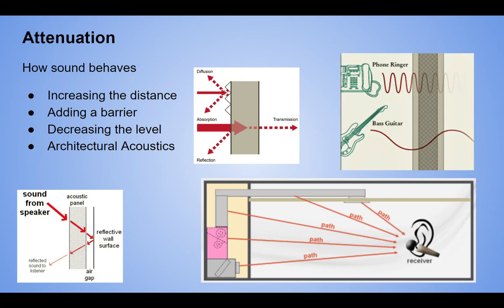So next we will do transmission losses for a space. So we'll add some numbers to it, put some goals in, and then we will do background noise of mechanical systems. All right.